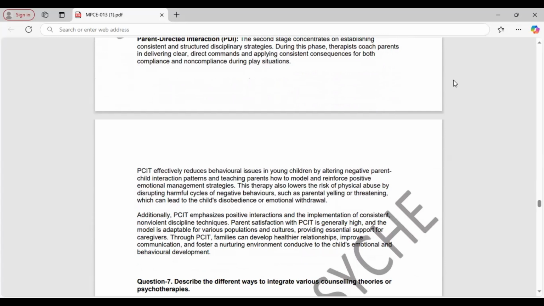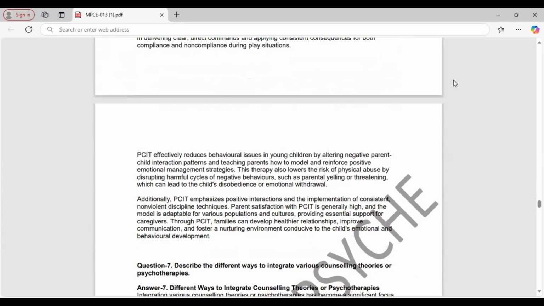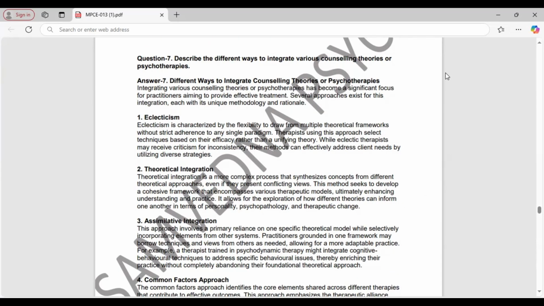It reduces the risk of physical abuse by breaking harmful cycles of negative behaviors such as threats or yelling. The therapy promotes positive interactions and non-violent discipline techniques leading to high parent satisfaction. PCIT is adaptable across various populations and cultures, ultimately fostering healthier relationships, better communication, and a nurturing environment for children's emotional and behavioral development.